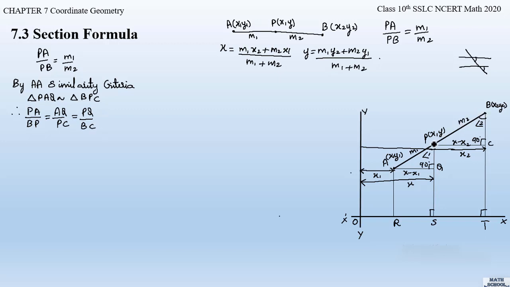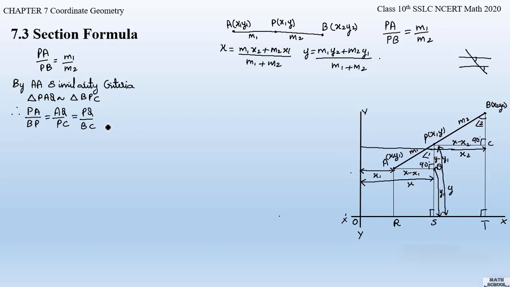Now what is the value of PQ? Since it is parallel to the y-axis, we will consider the y coordinates at point P and point Q. At point P, the y coordinate is y. So the distance from the origin to point P is y, right? At point Q, what is the y coordinate? It is the same as the y coordinate of A, which is y1. So this distance will be y1. Therefore PQ will be y minus y1, right? So this PQ distance will be y minus y1.